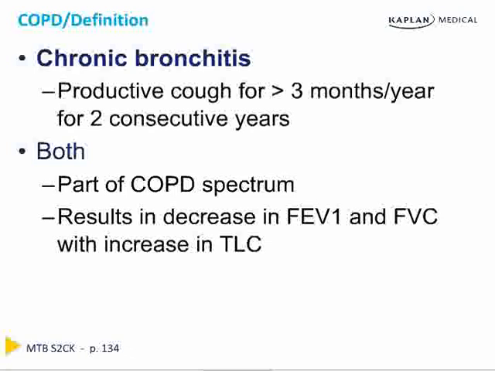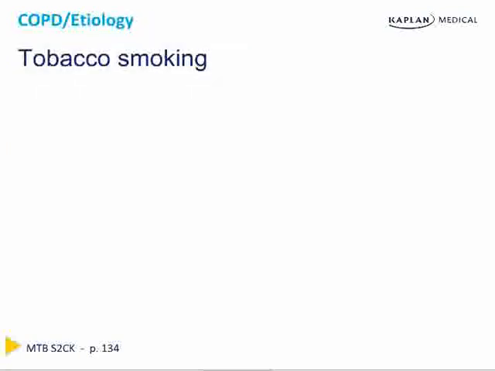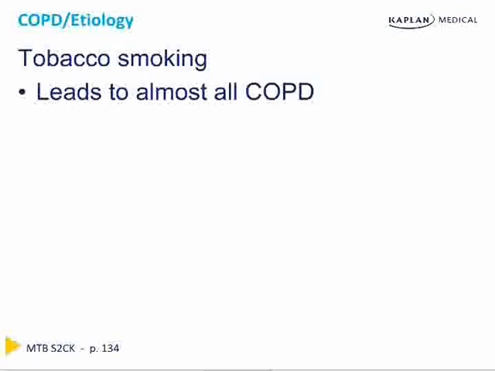These patients also, over time, because of their extremely poor ability to exhale air, are going to develop air trapping, their residual volumes will increase, and hence their total lung capacities will increase as well. The major etiology of COPD is tobacco smoke. This leads to almost all cases, and that's because tobacco smoke destroys elastin fibers in the lung.